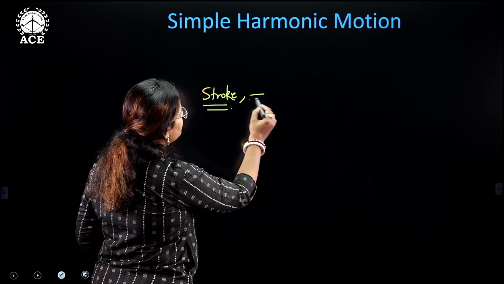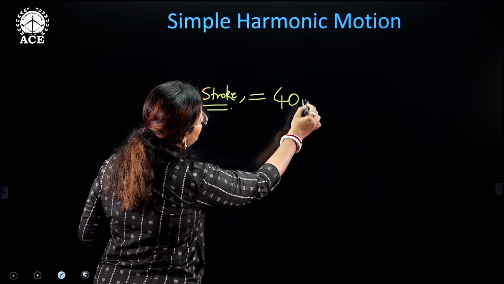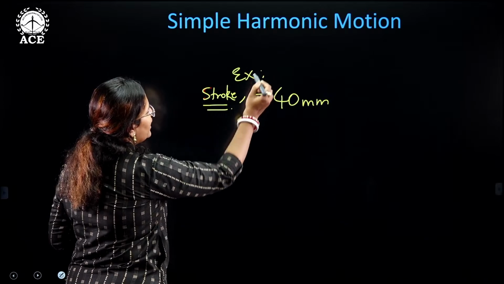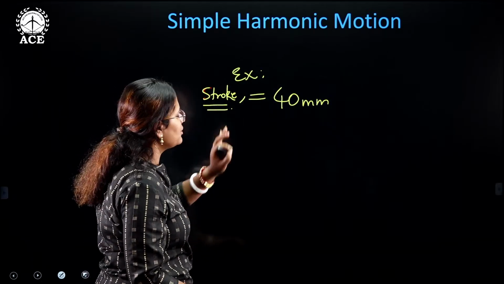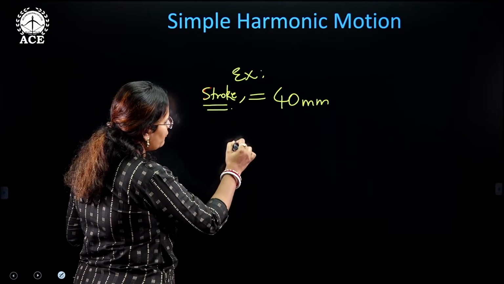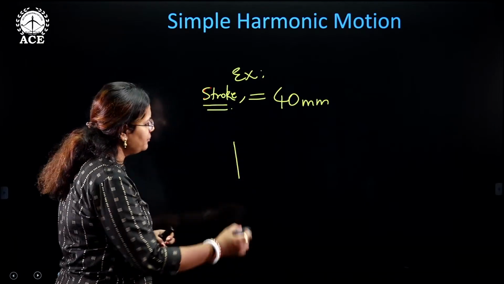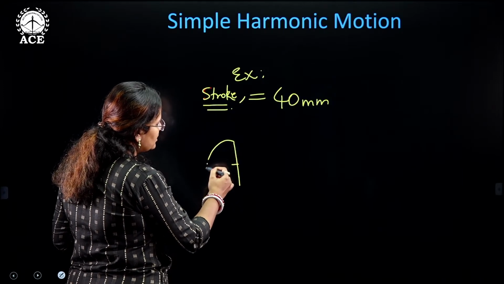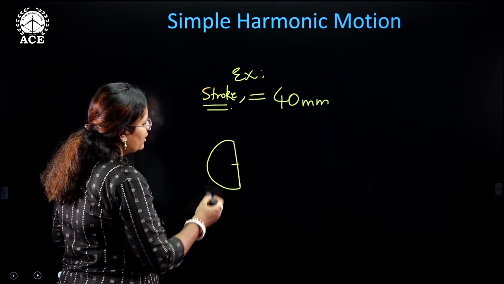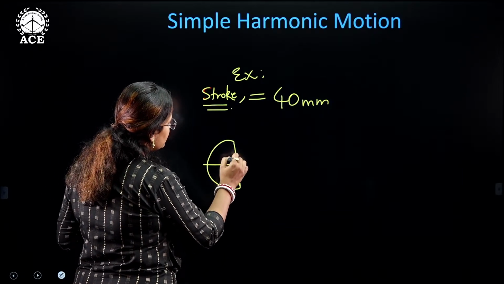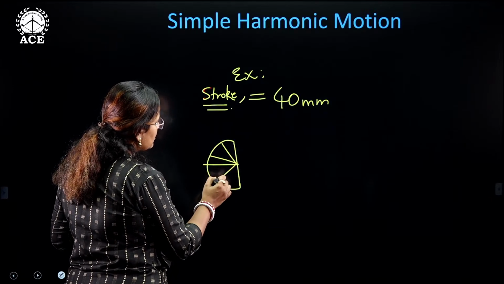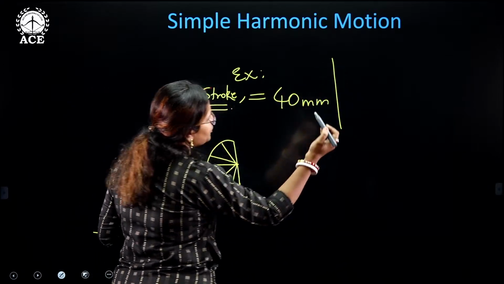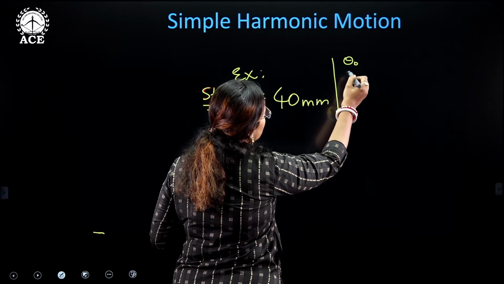So basically, let us say some stroke is given, 40 mm. This is just an example that I am giving. So with this 40 mm stroke, what will I do? I'll draw one straight line of 40 mm distance. Then take the midpoint of this and draw a semicircle. Then divide this semicircle into 6 equal parts.